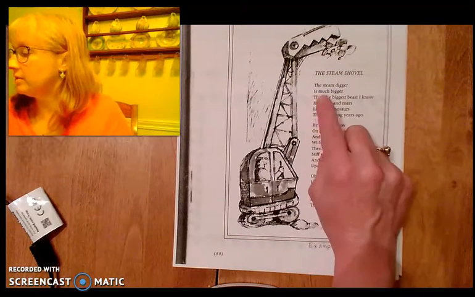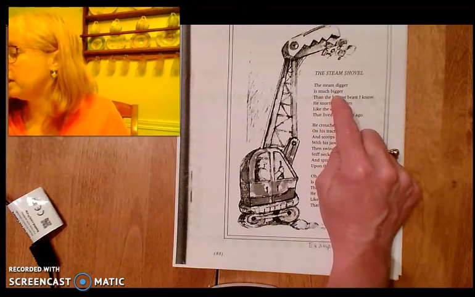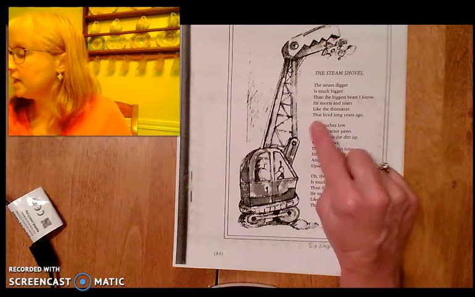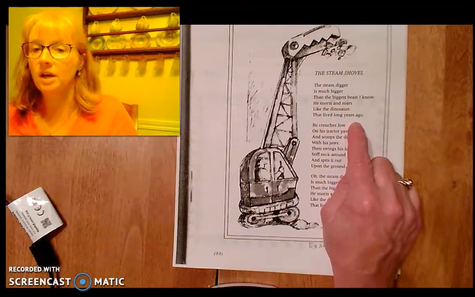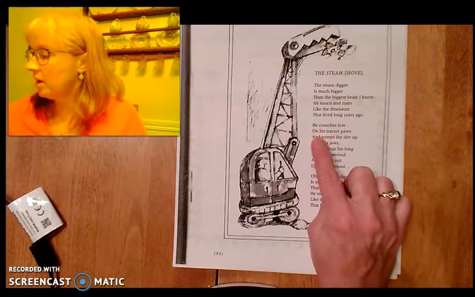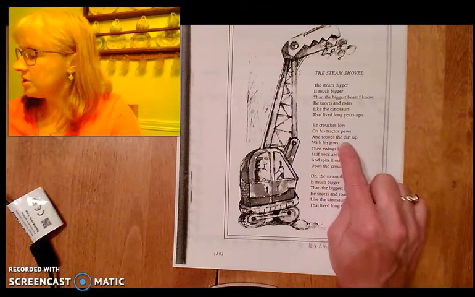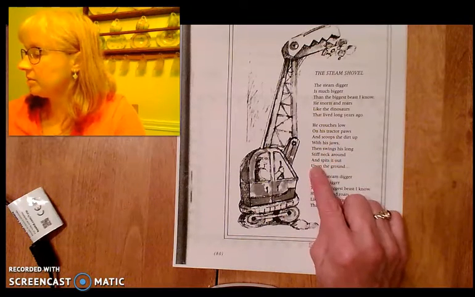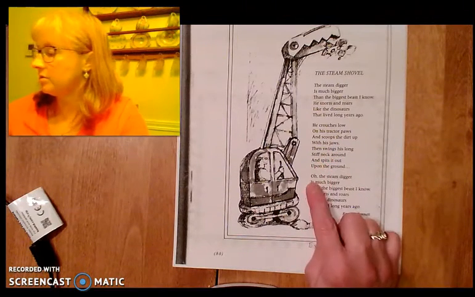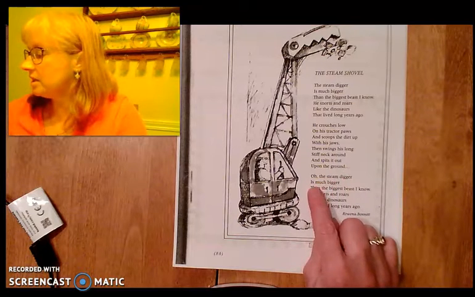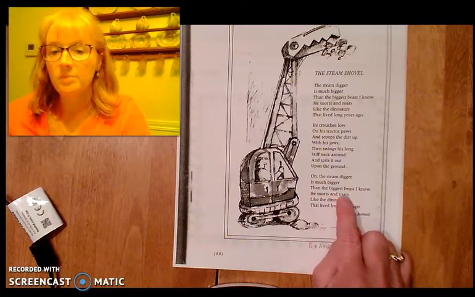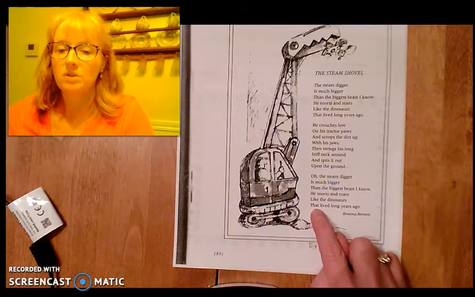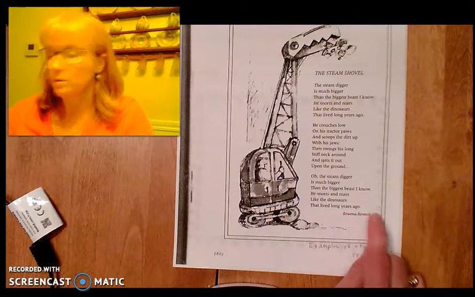The steam shovel. The steam digger is much bigger than the biggest beast I know. He snorts and roars like the dinosaurs that lived long years ago. He crouches low on his tractor paws and scoops the dirt up with his jaws, then swings his long stiff neck around and spits it out upon the ground. Oh, the steam digger is much bigger than the biggest beast I know. He snorts and roars like the dinosaurs that lived long years ago.